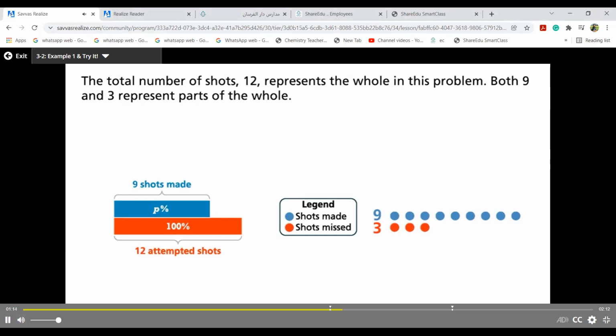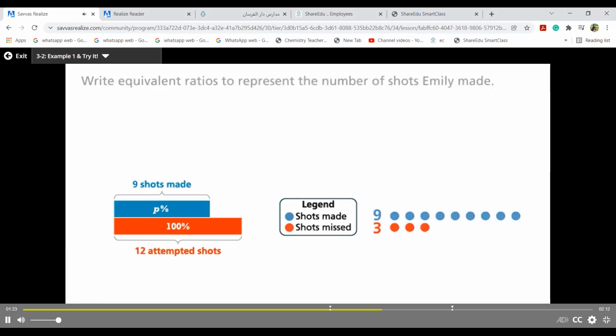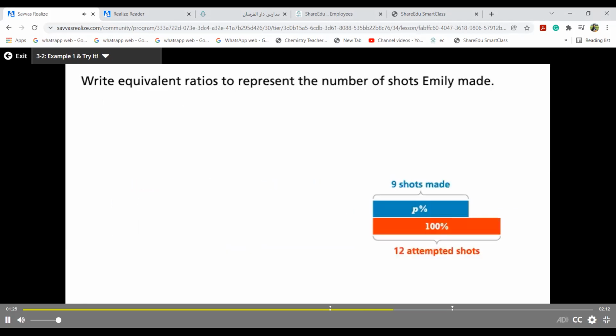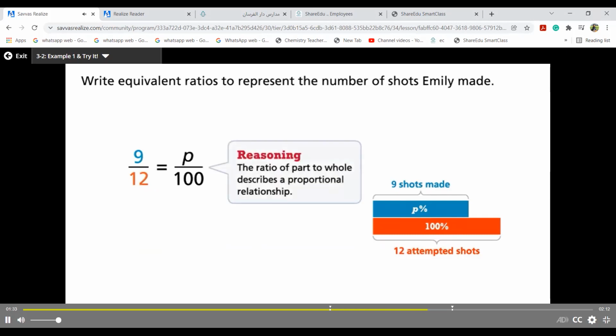The total number of shots, 12, represents the whole in this problem, while 9 and 3 represent parts of the whole. We can write equivalent ratios to represent the number of shots Emily made. 9 over 12 equals P over 100. The ratio of part to whole describes a proportional relationship.